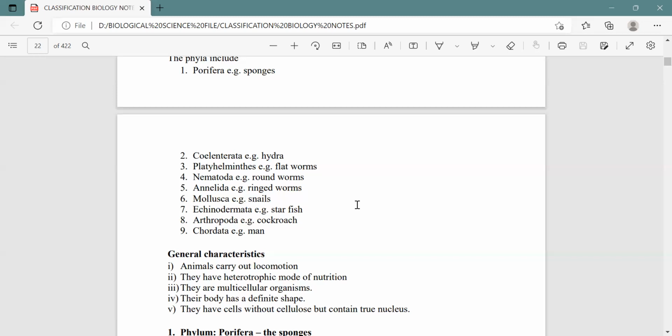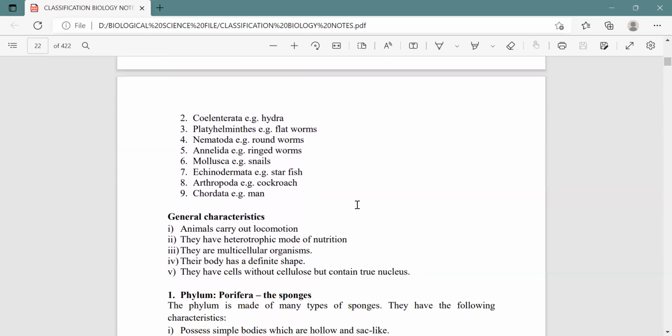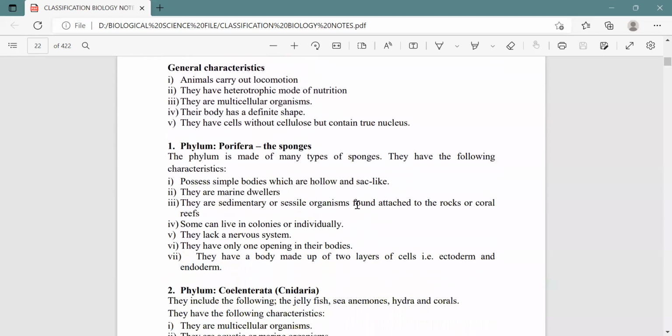Now it is very interesting that these groups are very diverse, but many people don't spend time reading about them, though they are very diverse groups. But since this is an introduction to classification, we just need to know those 9 phyla of the animal kingdom.